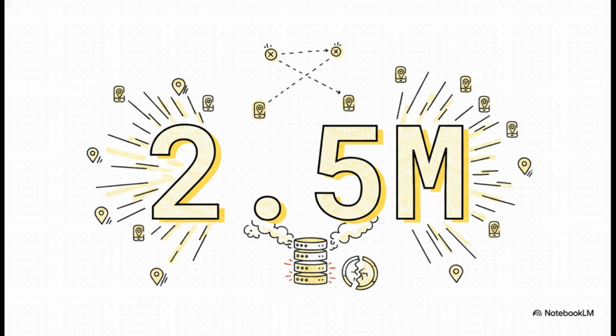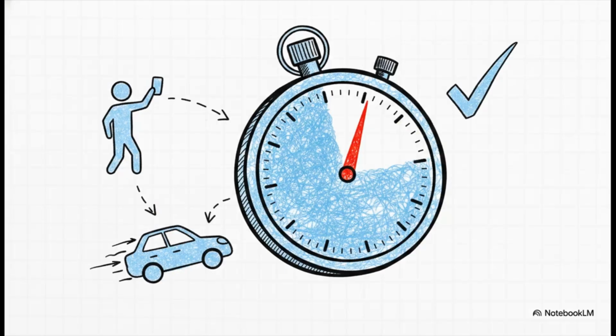That's the peak volume of location updates, or database writes, slamming into Uber's servers every single second during a rush hour. Now, a standard relational database would absolutely melt down under 2.5 million updates a second. But the system has to process every single one of those pings. Why? Because if a location is even a few seconds stale, you get a totally wrong ETA and a completely botched match.